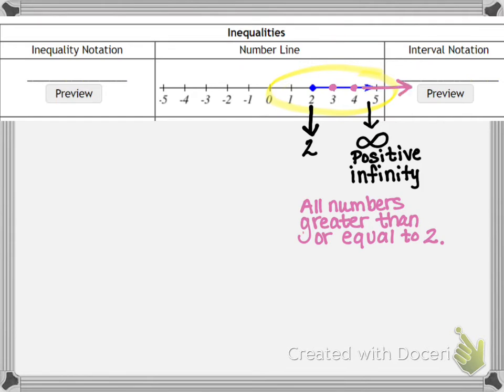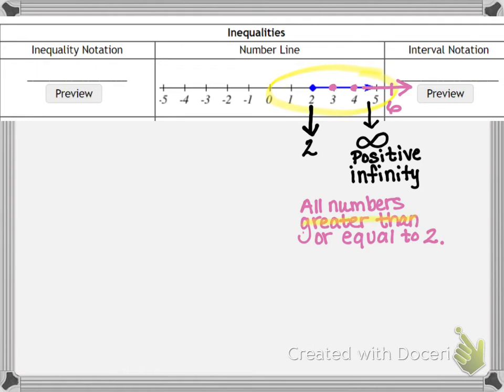Now, I can keep going beyond the number 5. I could go to 6, 7, 8, 9, 200, 1,000. I can go to as large of a number as you can think of. That's why we use the symbol for positive infinity, to show that the number line will continue to increase to the right, and my shaded area will continue to increase to the right.